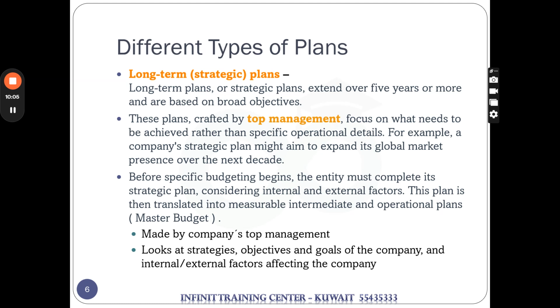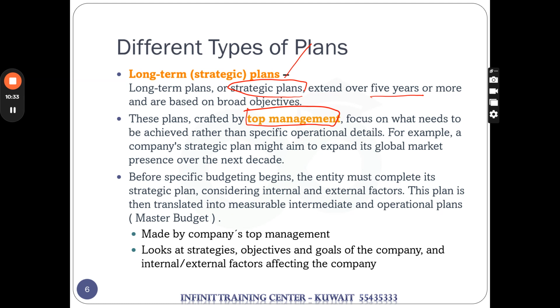And we will have different types of plans. We have long-term plans, which are also called strategic plans. This is for more than 5 years. Normally when you are making a plan, it is more than 5 years. That is what a long-term or strategic plan is. So you will have a broad objective, and this is normally done by top level management.